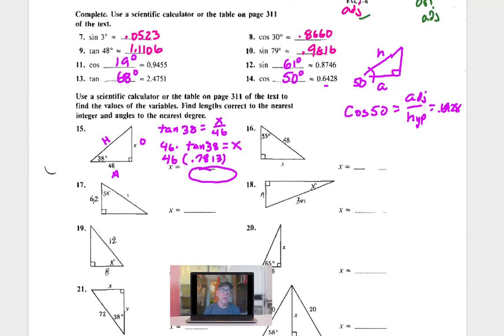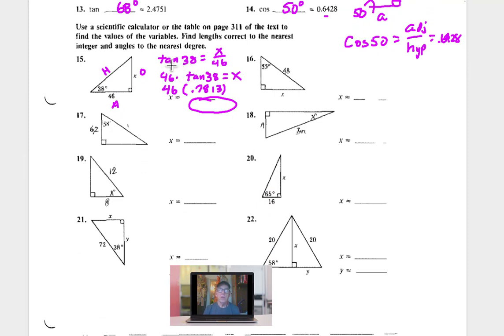Okay, I'm not going to do all of these. I'll kind of zigzag back and forth and leave these others for you to complete pretty much the same way, but these do need to be multiplied out. Let's look at number 18. Set that up.